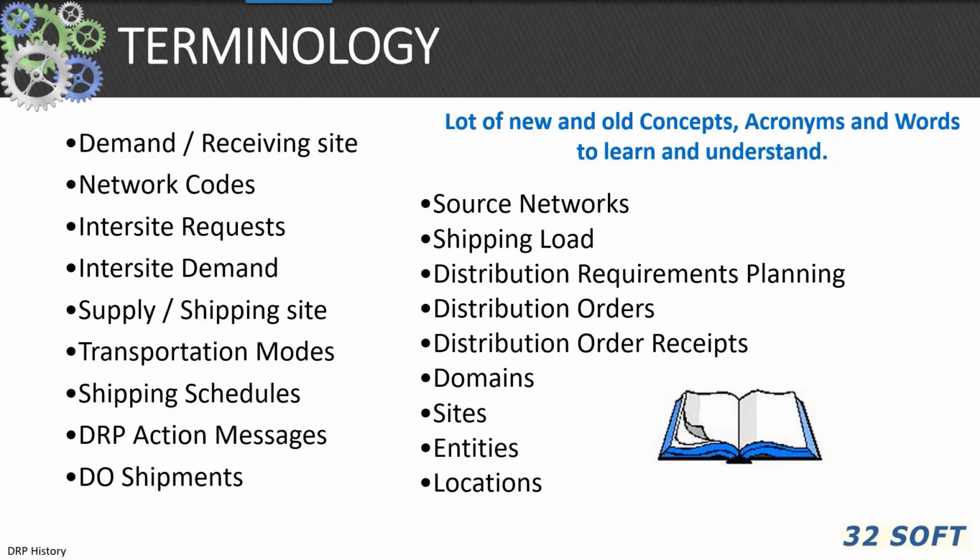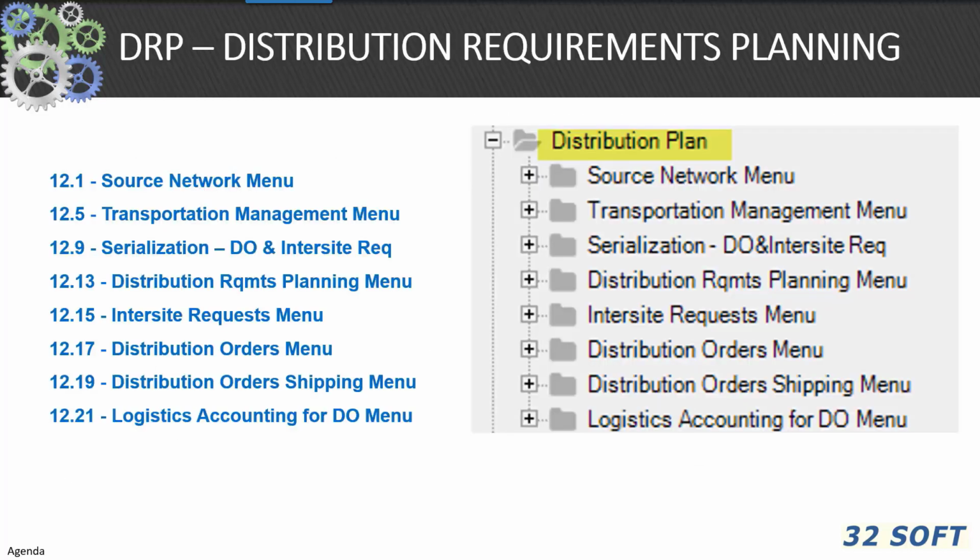As with all new subjects in QAD, there are lots of new terms, concepts and acronyms, from demand and receiving sites to network codes to Intersite demand, transportation, shipping schedules, source networks, load reports, DRP planning. Lots of new terms to use.